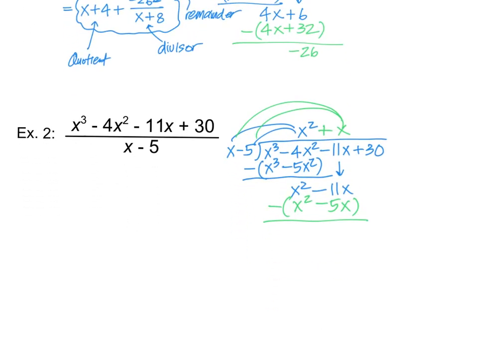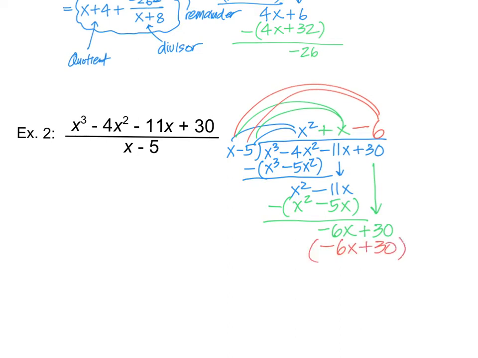Negative 11x minus negative 5x will be negative 11x plus 5x, which is negative 6x. Now you bring in this plus 30. Then you go x times what is negative 6x? And the answer is negative 6. So then I'm going to do minus 6 over here. And now I'm going to distribute this to that. And I get negative 6x plus 30. Put this in parentheses, minus, and you get 0.